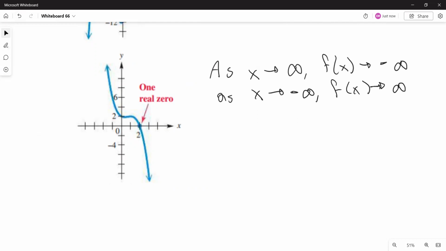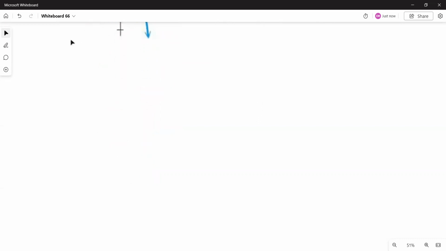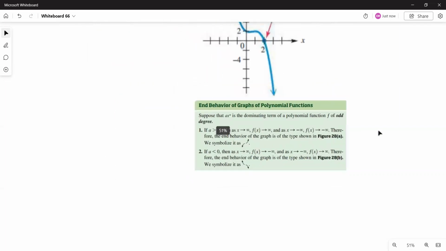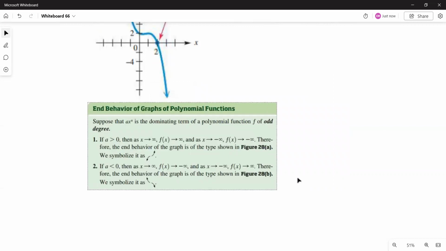Okay, so here's a summary of the end behavior. The leading coefficient gives you valuable information. So I'm going to copy the first two parts. I'm not copying the figures, just this green box.